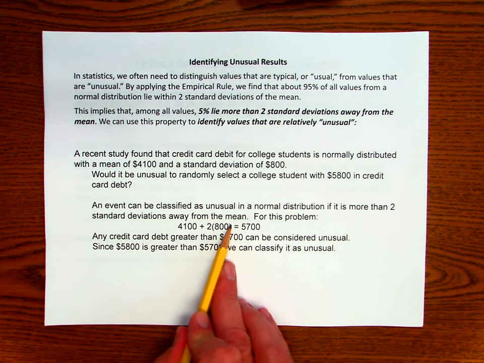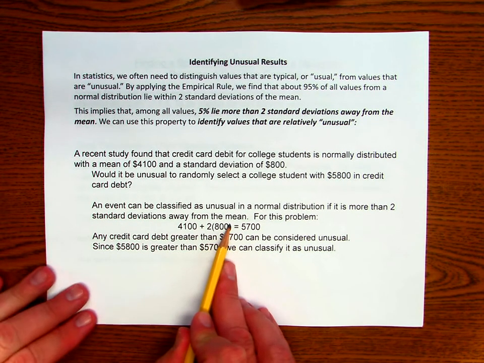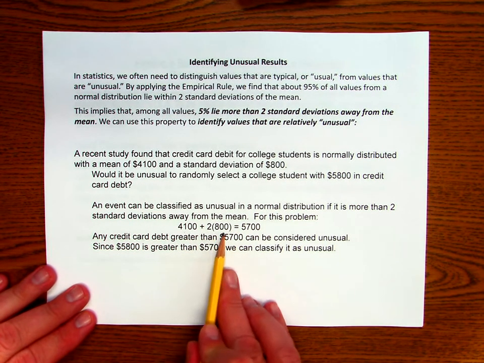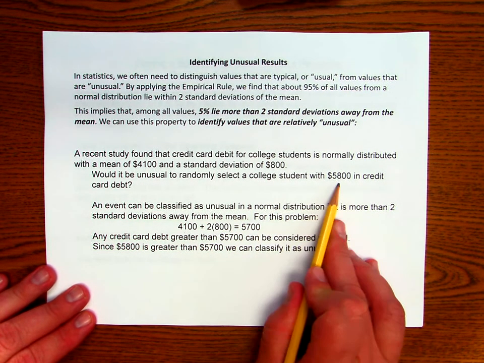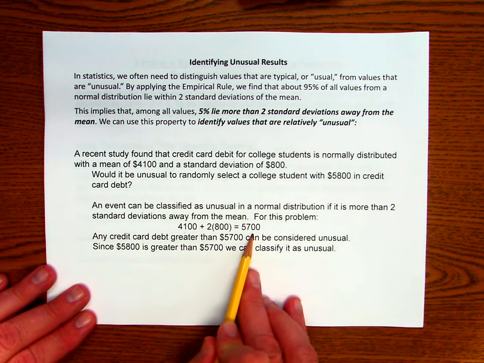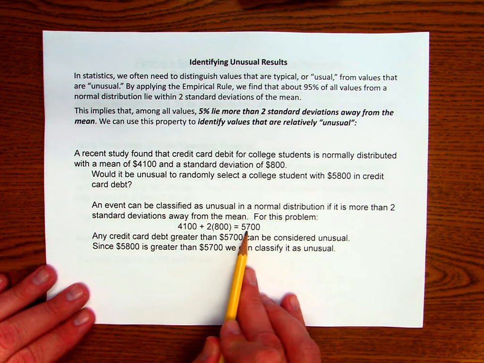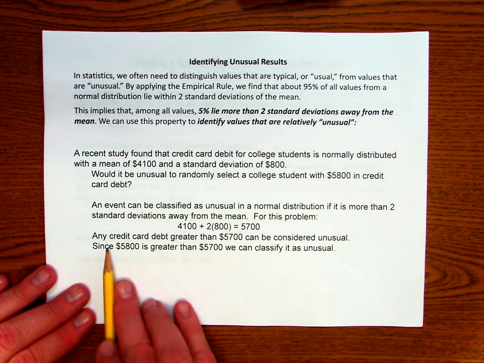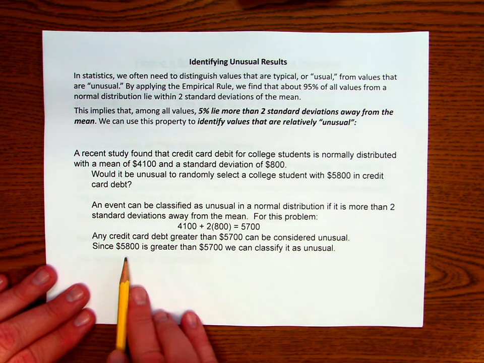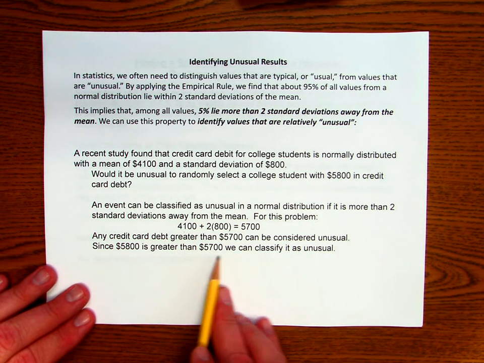So they said the mean was 4,800. 2 standard deviations would be 2 times 800. We're looking at something in the positive direction, so the mean plus 2 standard deviations puts us at 5,700. On the high end, that would be the cutoff for determining whether an event is unusual or not. Any credit card debt greater than 5,700 can be considered unusual. Since 5,800 is greater than 5,700, we can classify that as unusual.